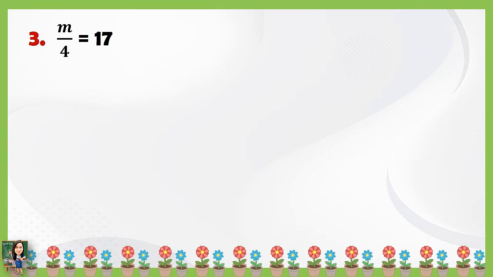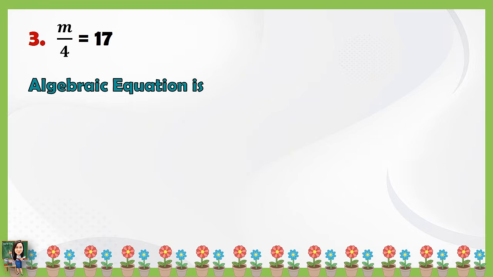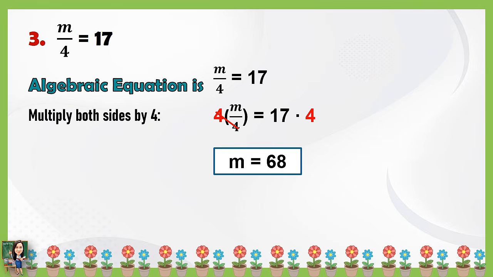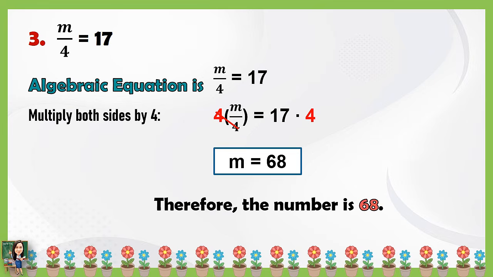Number 3. M over 4 equals 17. The algebraic equation is m over 4 equals 17. Multiply both sides by 4. And that is 4, open and close parenthesis, m over 4 equals 17 times 4. Cancel 4 over 4. The remaining is m. Then 17 times 4 equals 68. Therefore, the number is 68.